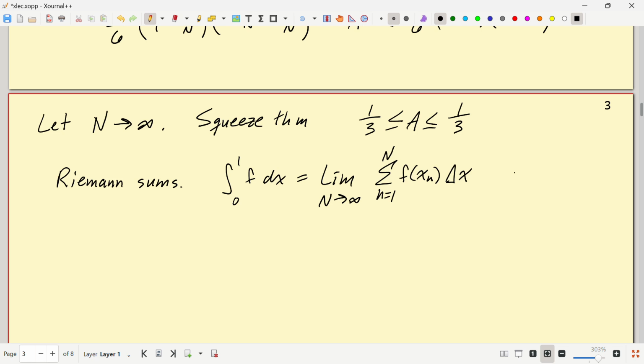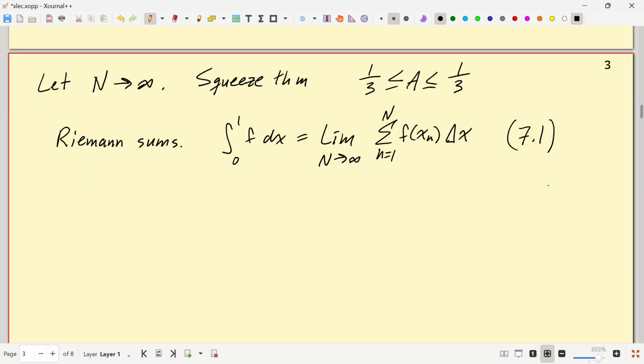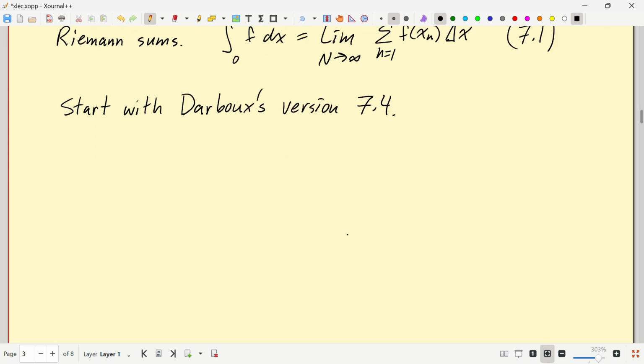Okay, so that's section 7.1, talks about Riemann's historical way of doing it. But we're going to do Darboux first. Start with Darboux's version. In 7.4. Okay. So let's see, what's Darboux's version?